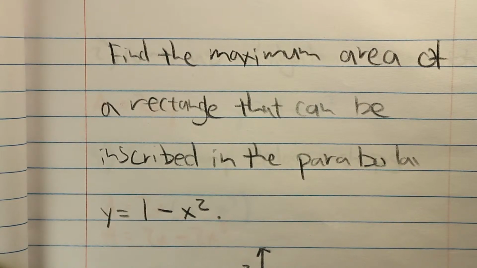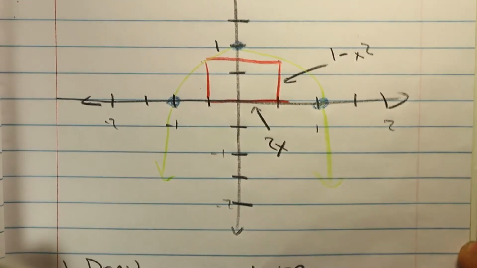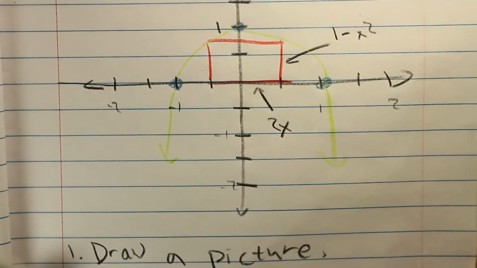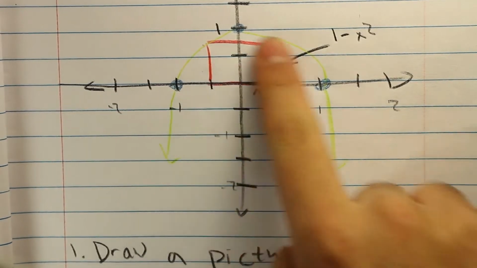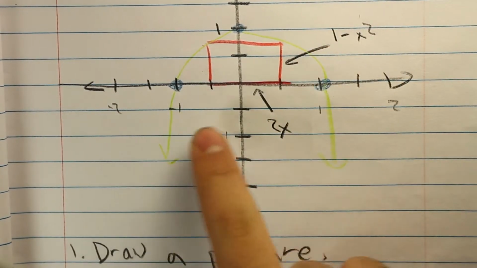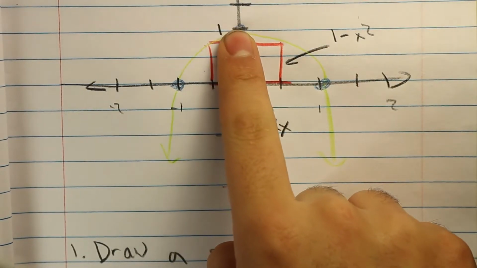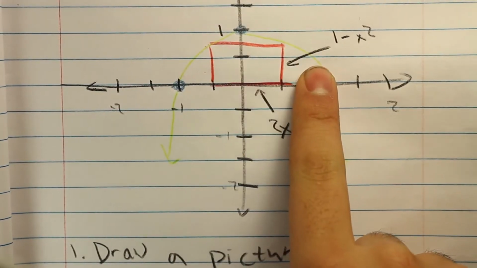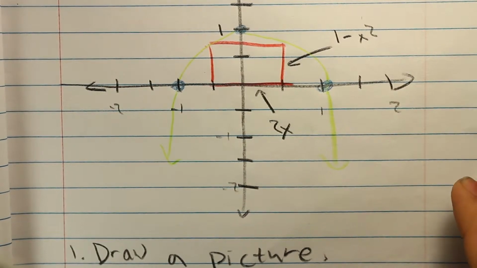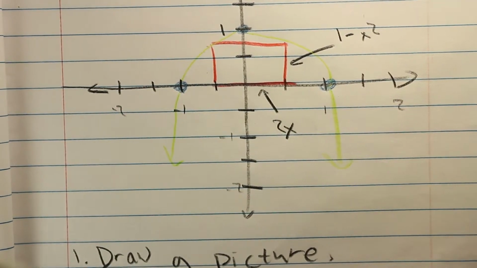As always, you would need to draw a picture to get an idea of what the problem is asking for. With this problem, the parabola is 1 minus x squared with the y-intercept at 1 and the roots at 1. Inside there is a rectangle, and we are trying to find the maximum possible area of that rectangle.